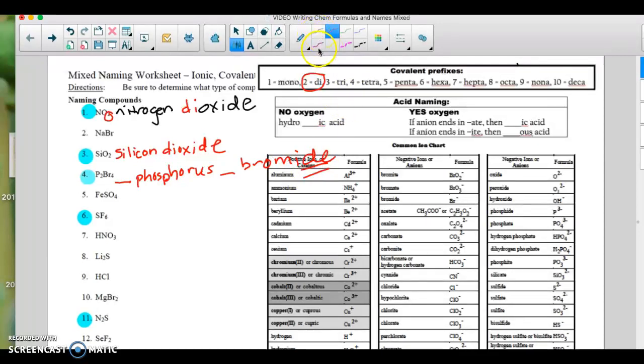So my prefix, I have two phosphorus. So this one's going to be di for two. And then I have four of the bromines. So I'm going to put tetra. This one here, sulfur. So we don't use mono when it's one of the first. If there was just one fluorine, then we would have called this sulfur monofluoride, but there's six. Six is hexa, so we're going to say hexafluoride.